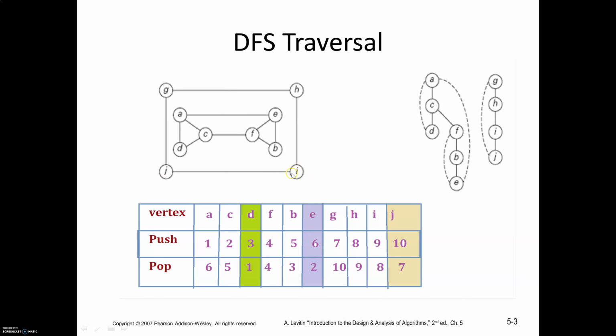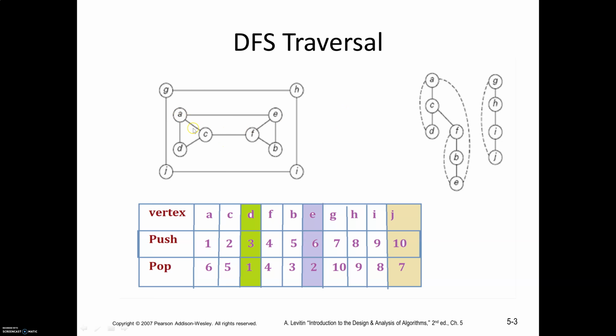Now I will be on the top. Already you have explored all the adjacent vertices of I, so there are no more. So pop out this I, then H, then G. So the popping order for this graph is 7, 8, 9, 10. The 7th one is J, then the 8th one is I, then H is 9th, and G is the 10th element which is popped out.